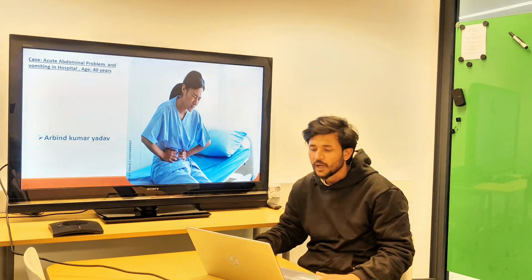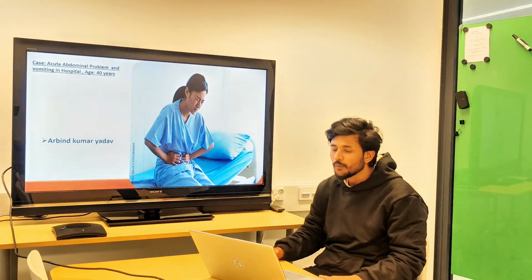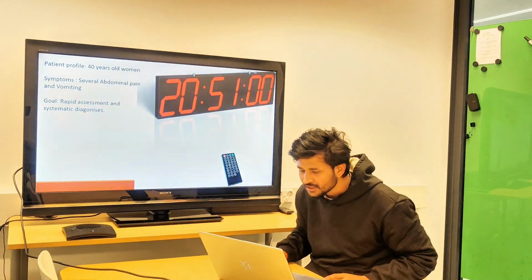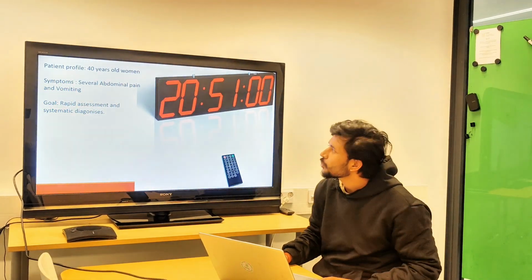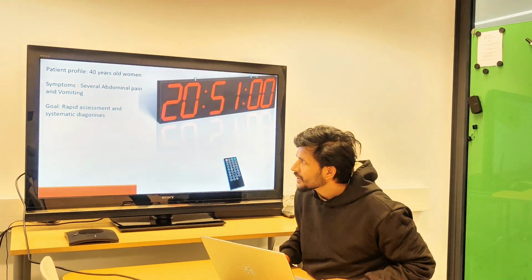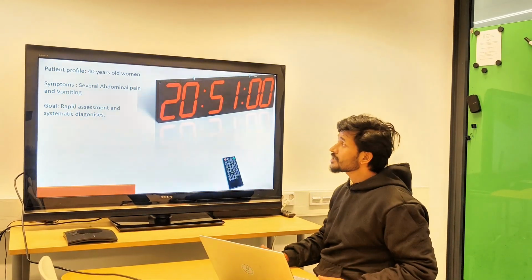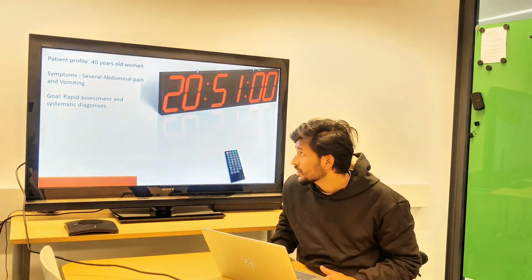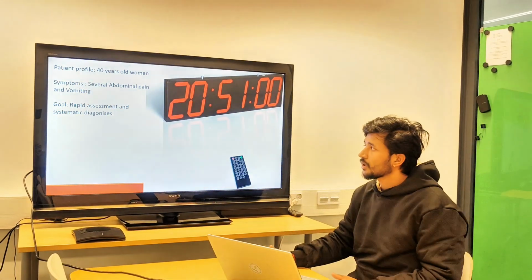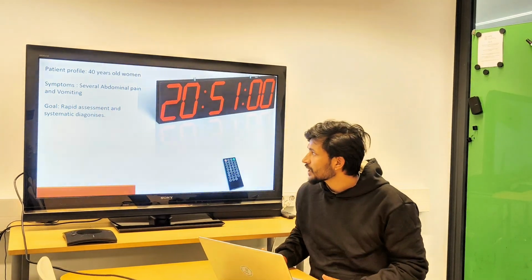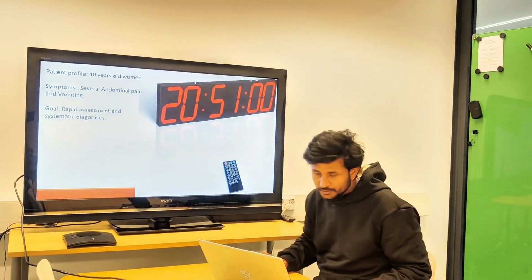And my case is acute abdominal pain and vomiting in hospitals. So, talking about the patient case, let's see the patient profile. The patient is a 40-year-old woman, and the symptoms are several abdominal pain and vomiting. So what was our goal? My goal is rapid assessment and systematic diagnosis.